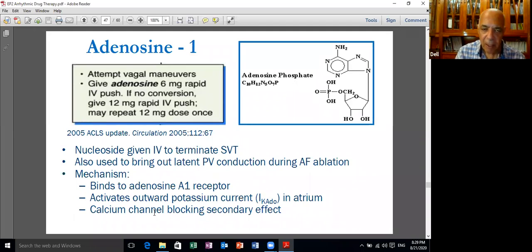So it's the hyperpolarization of the cell as a result of opening the potassium channel, as well as the secondary effect of calcium channel blocking effect. These are responsible for the mechanism of action of adenosine, which is given as a 6 milligram rapid push. And if not successful, we double the dose. We might repeat the double dose. If it's not available, and it is usually not available in Egypt, replace it by verapamil. It's equally effective.